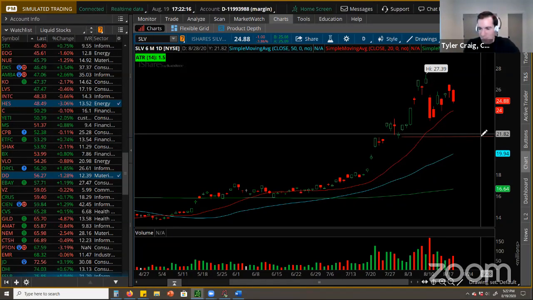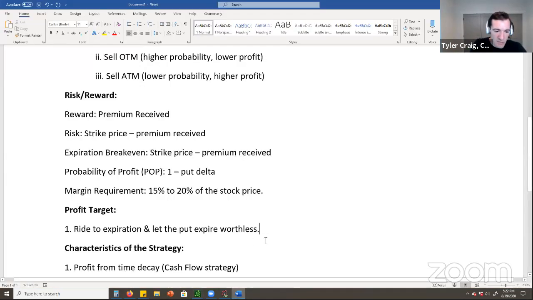After expiration, my capital's freed up. I get the 220 bucks back plus the $51 reward. It's mine to keep. And then maybe I sell another put in silver. I don't know, but you could ride to expiration if you wanted to.